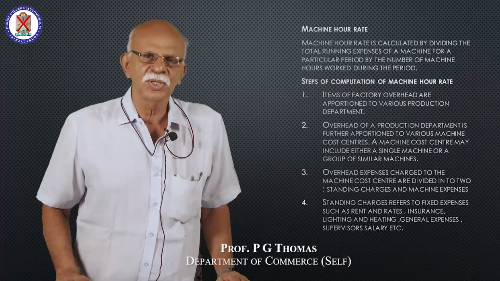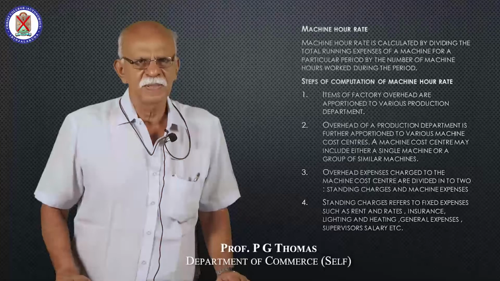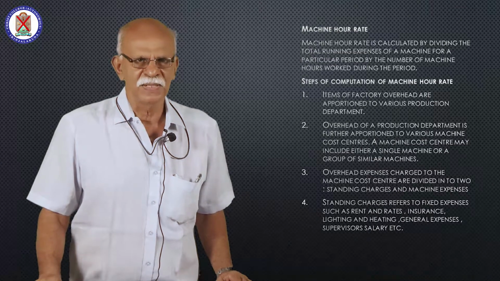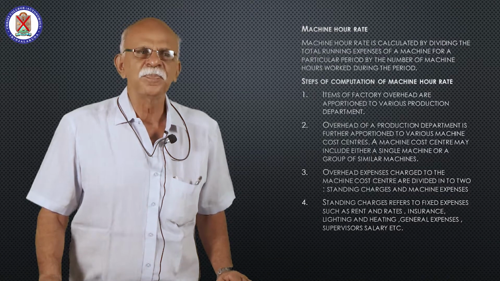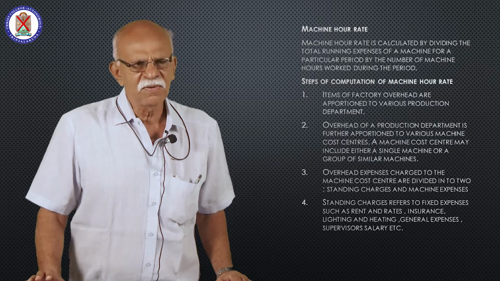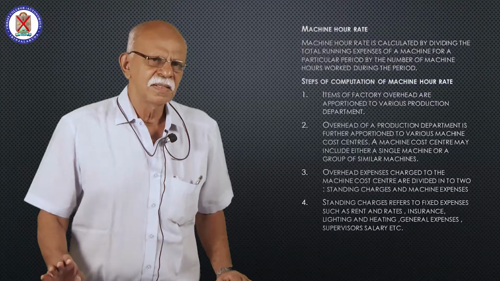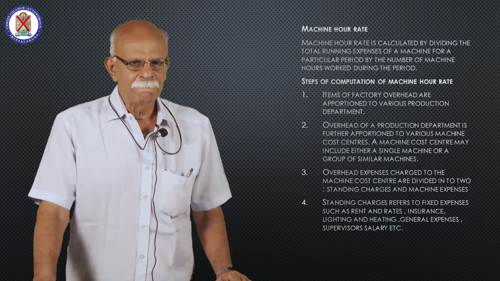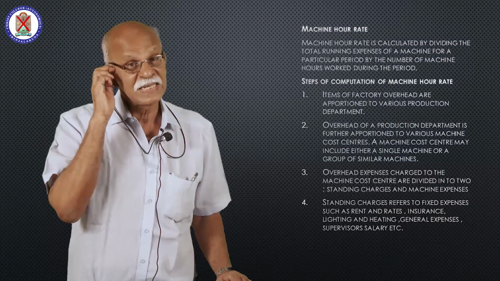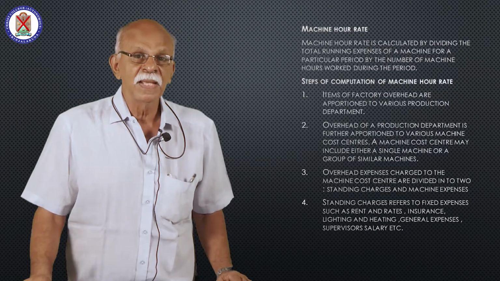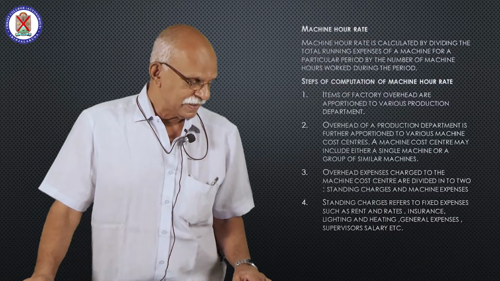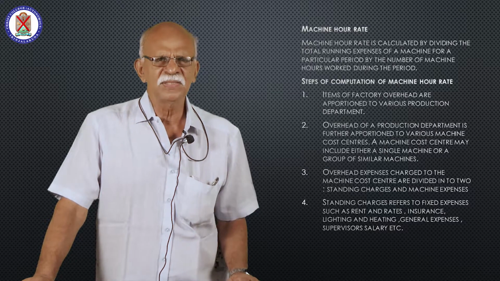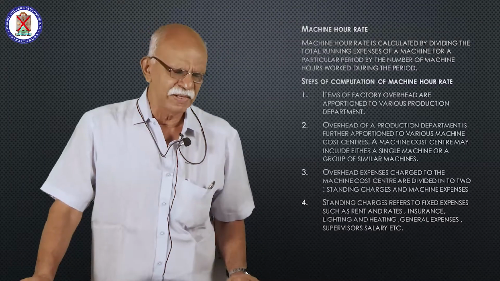We have already discussed the different methods of absorbing overheads. Absorption of overhead is the last part we have to deal with. We have already seen 4 or 5 types. The last method of absorption of overhead, which I am going to teach, is machine hour rate. How to calculate the machine hour rate is the most important point I want to deal with.